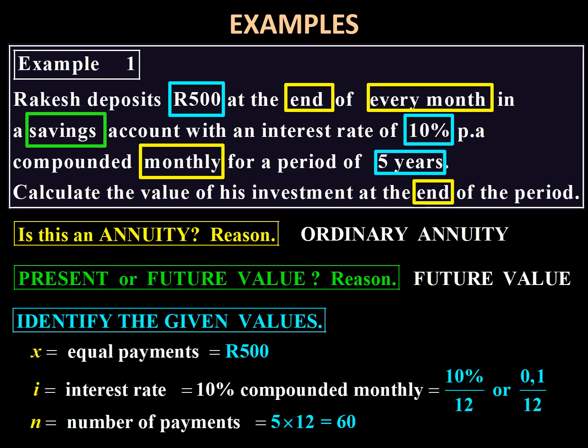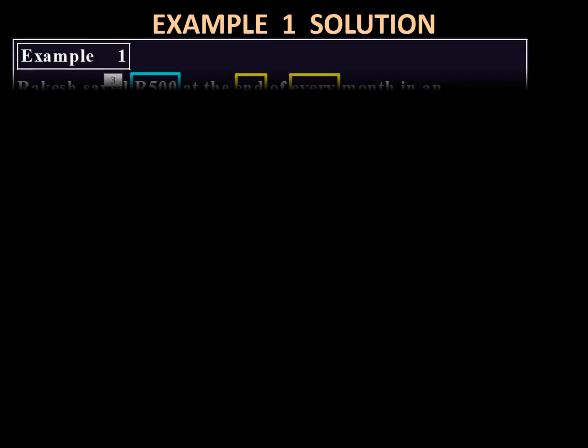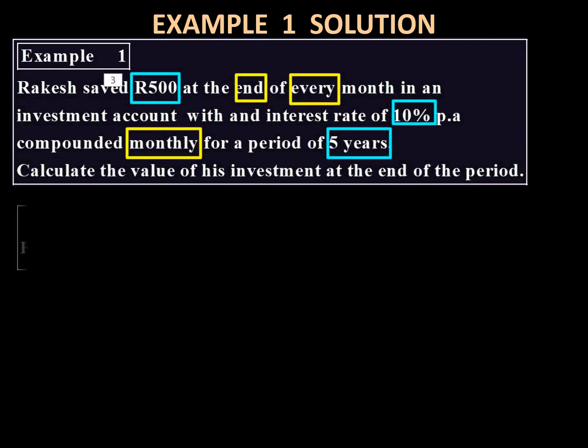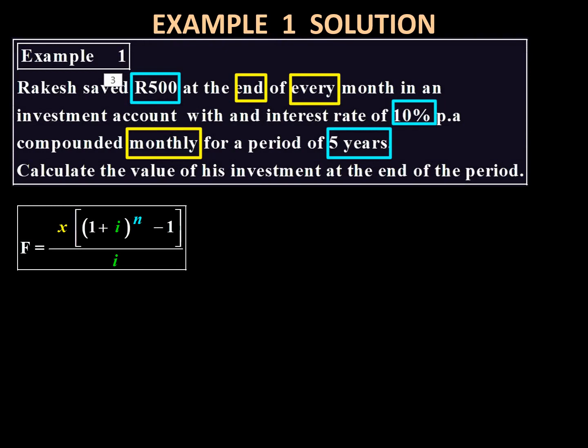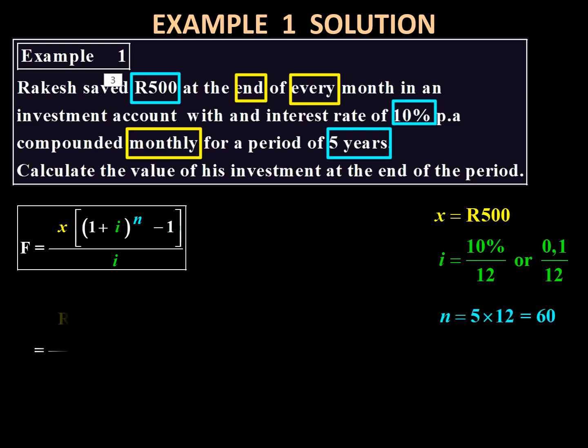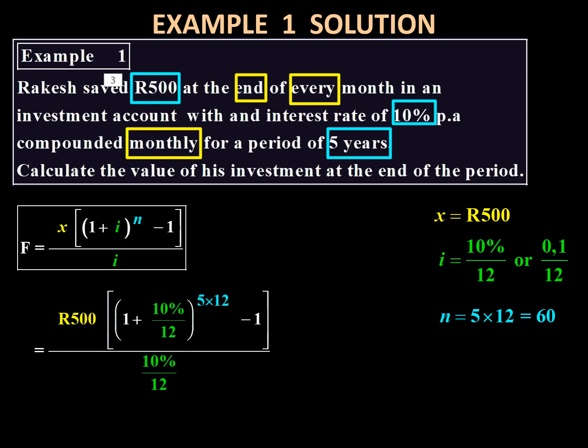We'll go to the next slide to look at the solution of this question. There we've got the question with all the information. So we're going to use the future value. Remember, we said it's savings, therefore we will use the future value. So it's 500 Rand, that's the X value. We've got the I, 10% over 12, N is 5 times 12. I just have to substitute these values in the formula, and this is what we obtain. X is 500, I is there. Don't do any little bits of calculation, just keep it as 10% over 12.